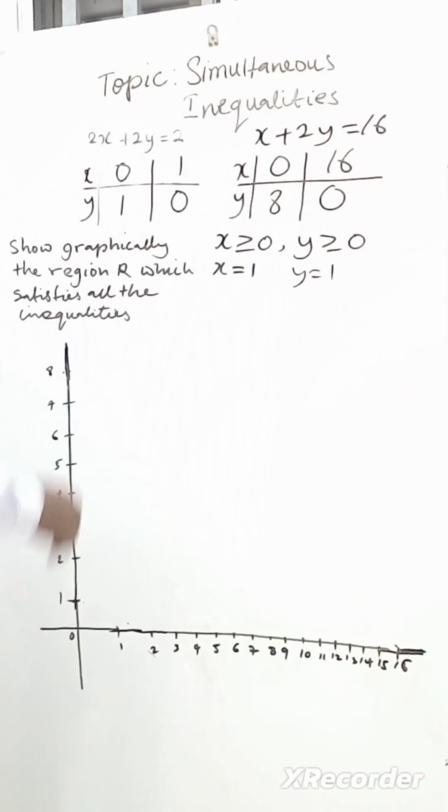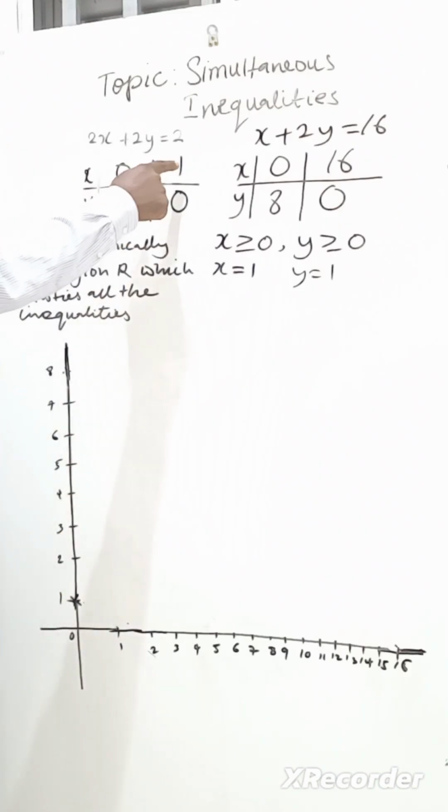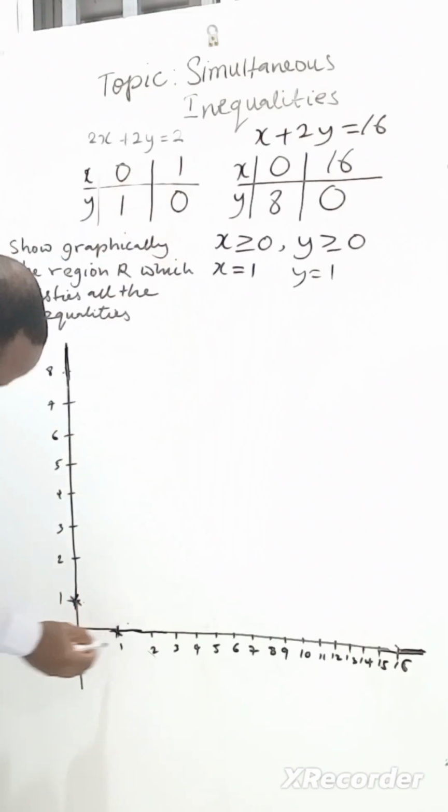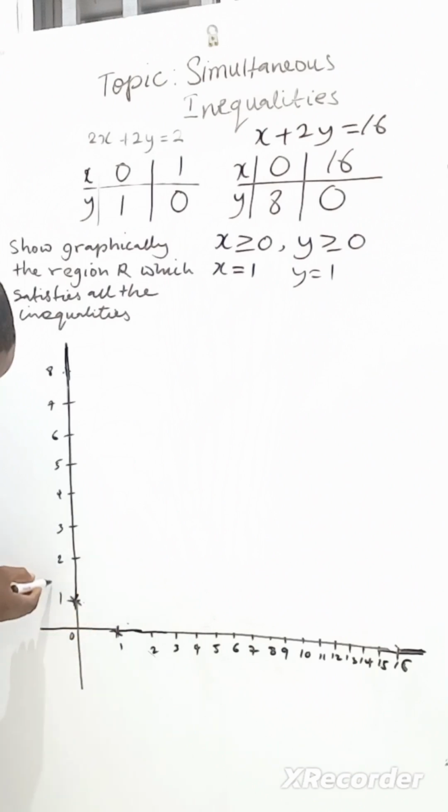So the question says, show graphically the region R which satisfies all the inequalities. So I'm going to plot the graph, then I will locate the region R on the graph. First of all, I'm going to plot the first equation. This is the table of values for the first equation. So at the point where x is equal to 0, y is 1. When x is 1, y is 0. So I'll draw a straight line to connect these 2 points.